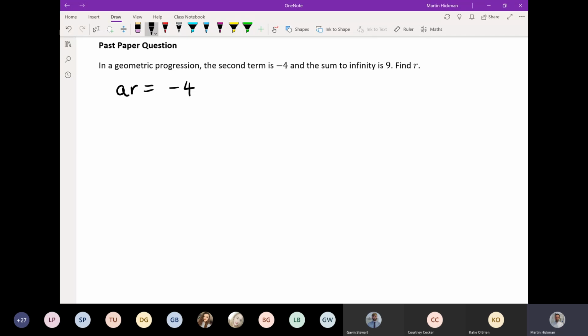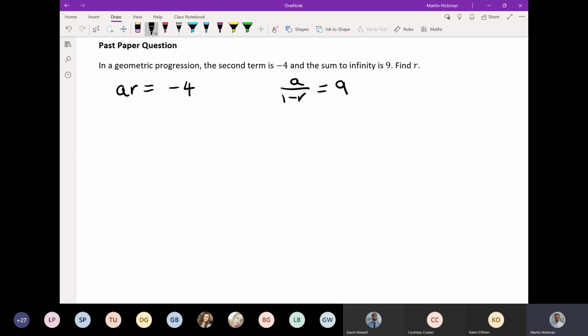Okay, that's just using the fact that ar to the power of n-1 finds you any term in the sequence. And then you're told that the sum to infinity is 9. So what this means is that a over 1 minus r equals 9.